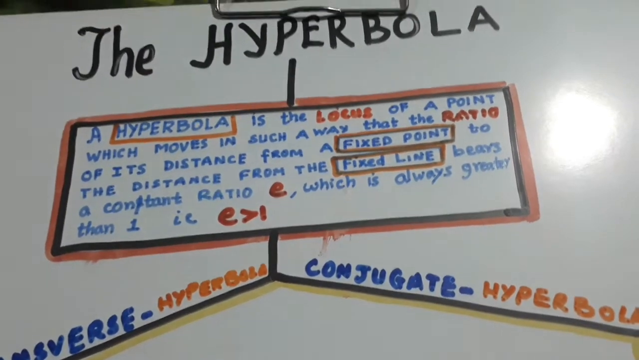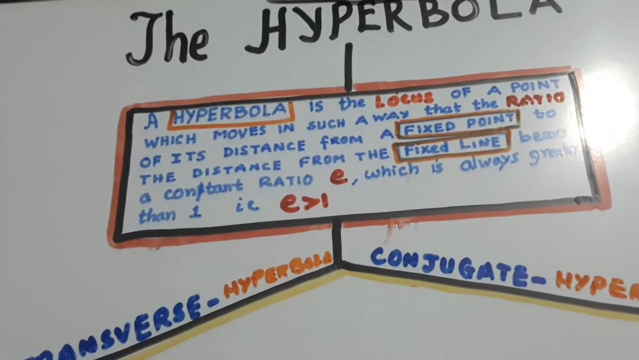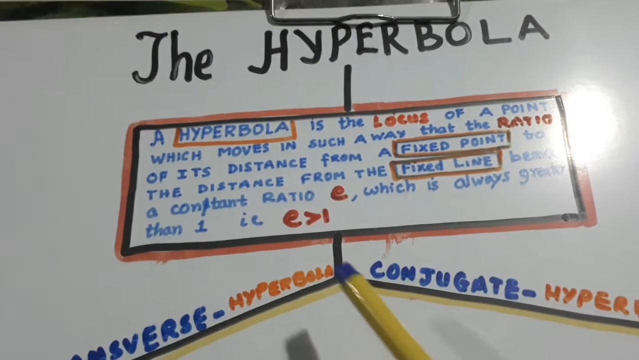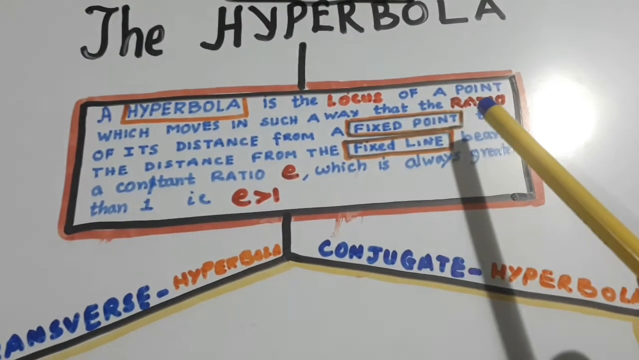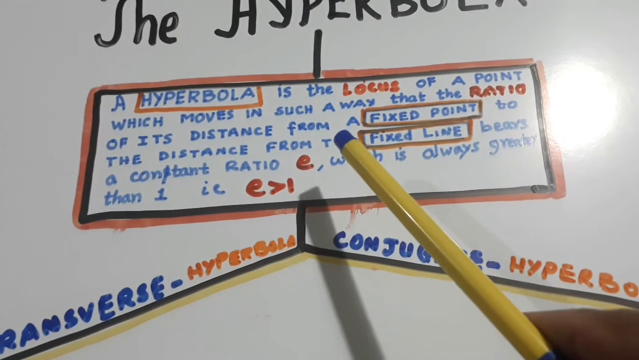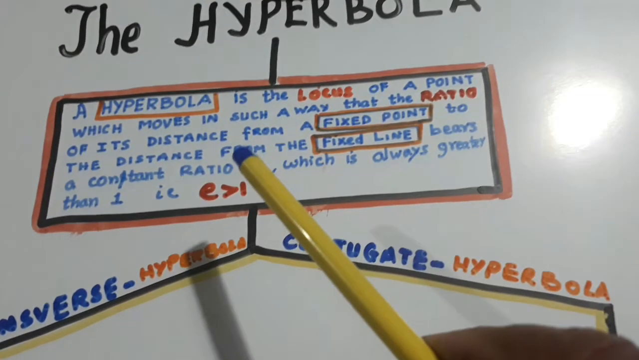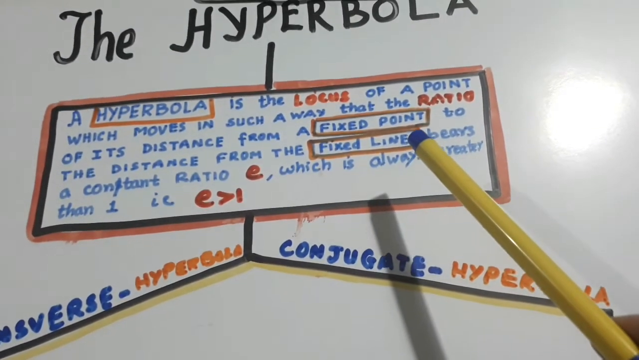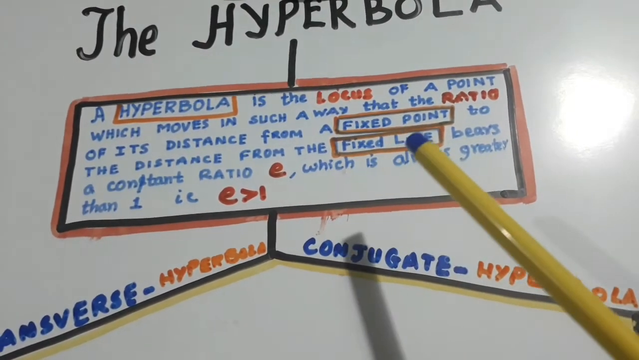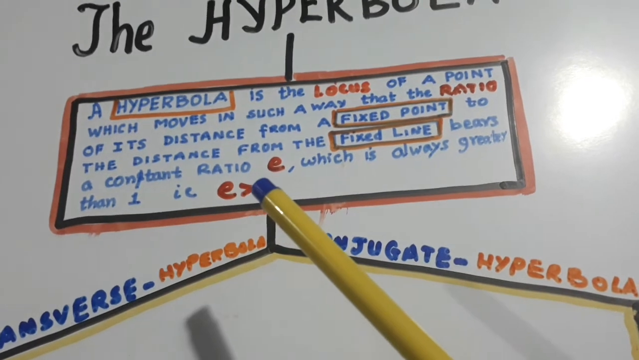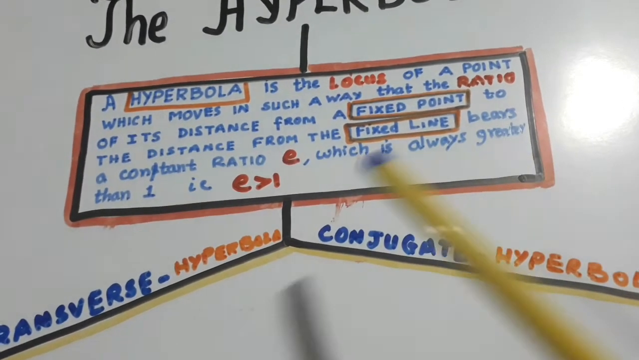Hello friends, I have come with my notes on the hyperbola. First of all, let us define what is hyperbola. A hyperbola is the locus of a point which moves in such a way that the ratio of its distance from the fixed point to the distance from the fixed line bears a constant ratio denoted with e, which is always greater than 1.